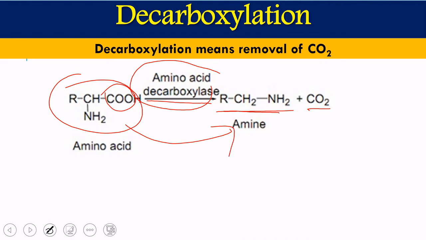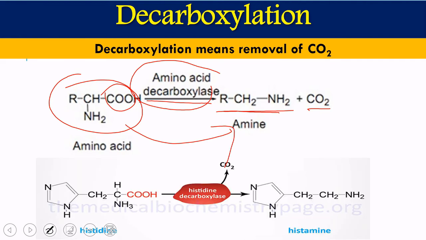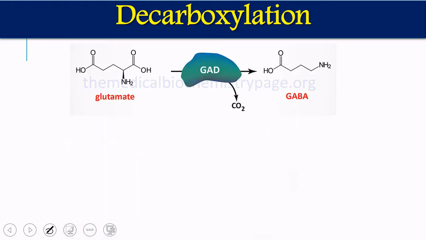its corresponding amine. For example, here we have histidine. The enzyme is histidine decarboxylase. Carbon dioxide exits from here, and ultimately we get histamine. Histamine is an immunological molecule which has effects on our immune system. Not only histamine: this is glutamate, which is converted by decarboxylase enzyme, the carbon dioxide exits, and it becomes gamma amino butyric acid, a neurotransmitter molecule.